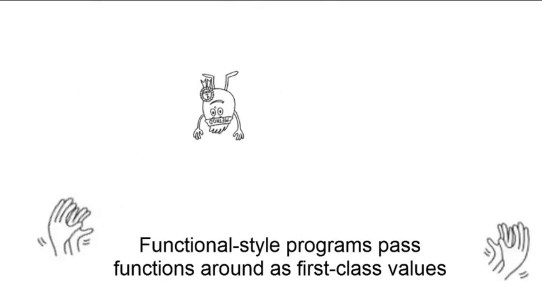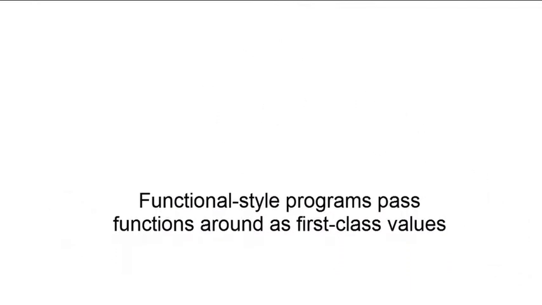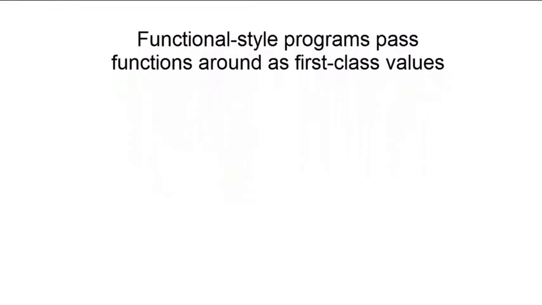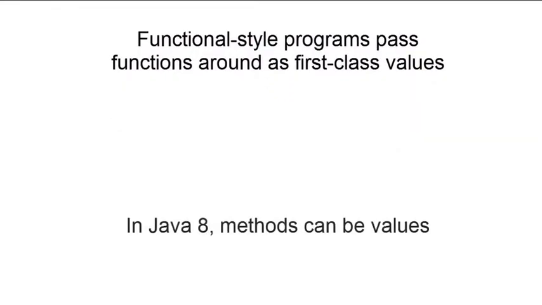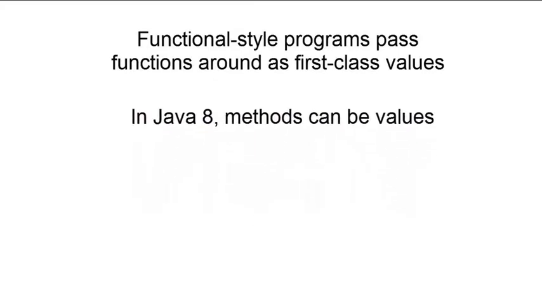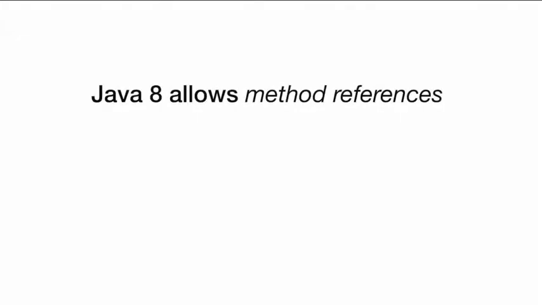Programs embracing the idea of methods as values are said to be functional-style programs, which essentially just means programs that pass functions around as first-class values. The designers of Java 8 decided to allow methods to be values. The first new Java 8 feature we introduce is called method references.